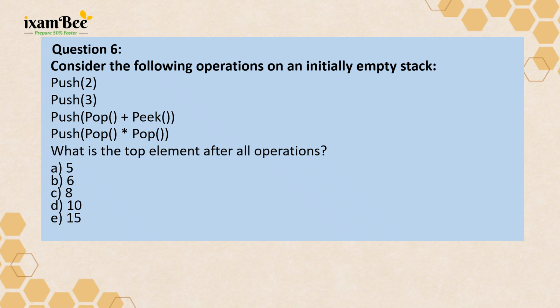So now in the stack, there are 2 elements. At the bottom, you have 2 and then you have 5. In the next operation, you have to push the value pop cross pop. So once while you pop, you will get 5 value and the other pop will give you 2 value. So 5 cross 2, which is 10, gets pushed onto the stack. So the top element after all these operations would be 10. So the answer here is D, 10.